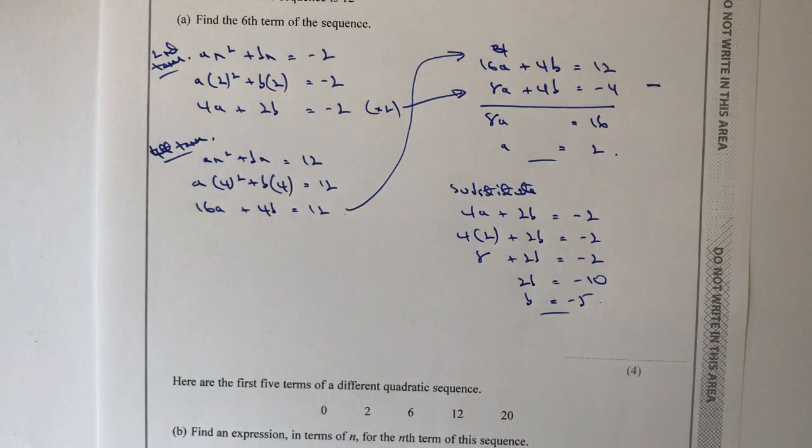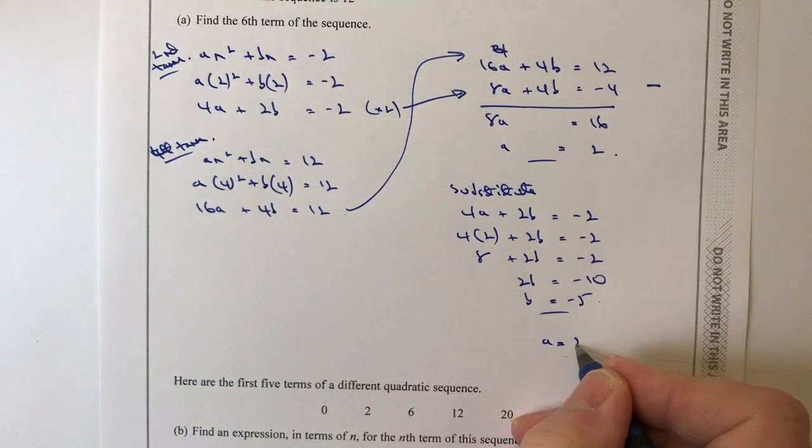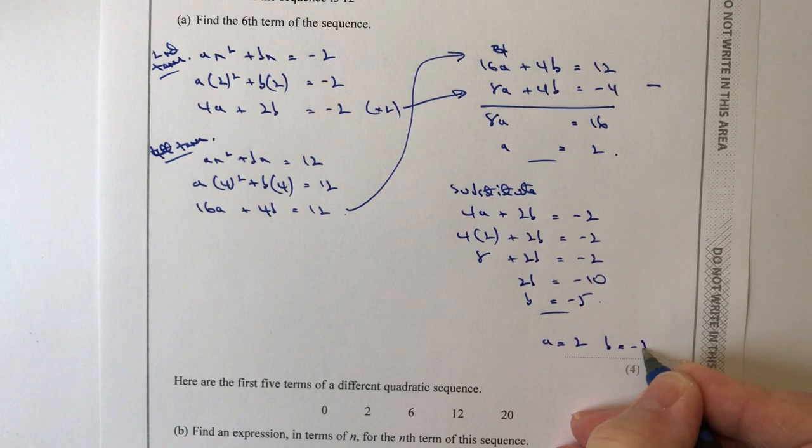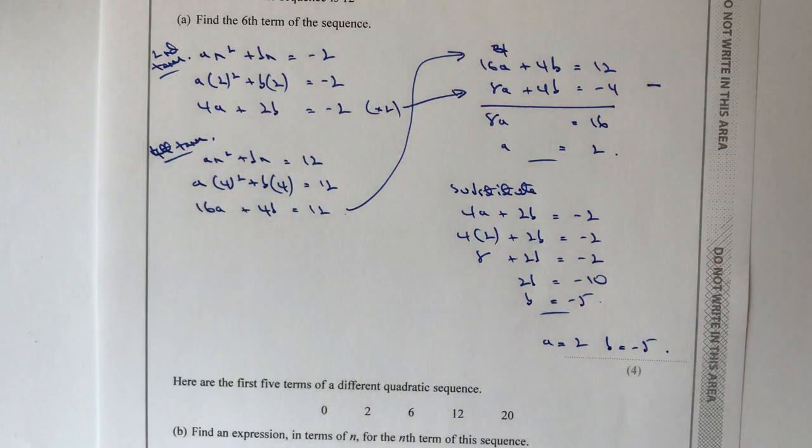Okay, so now I've got my two values where a equals 2 and b equals minus 5. We're being asked to find the sixth term of the sequence, and I've put that onto the answer bit there, but hopefully at least you'll have got that far with it. So let's go back to our equation, an squared plus bn, and we said that a is 2 and b is minus 5.